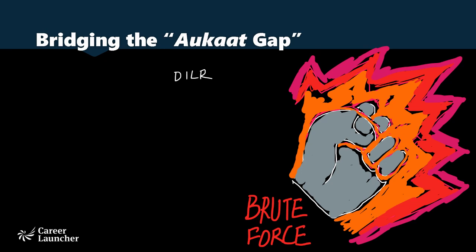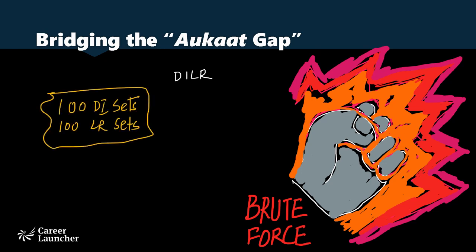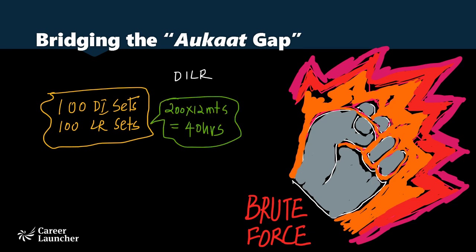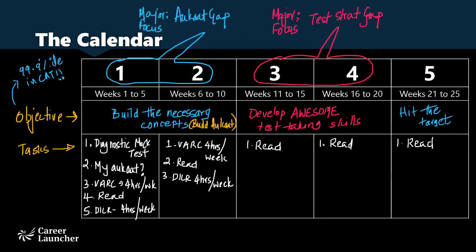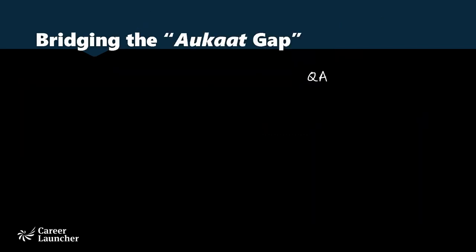The best way to learn this is to use brute force. Let's do 100 DI sets, 100 LR sets in these first two phases. If I count about 12 minutes per set, roughly, we're looking at close to about 40 hours. That means weeks 1 to 5, 20 hours, weeks 6 to 10, 20 hours, and that will translate into 4 hours per week. So for data interpretation and logical reasoning, we can look at 4 hours per week in phase 1 as well as phase 2.